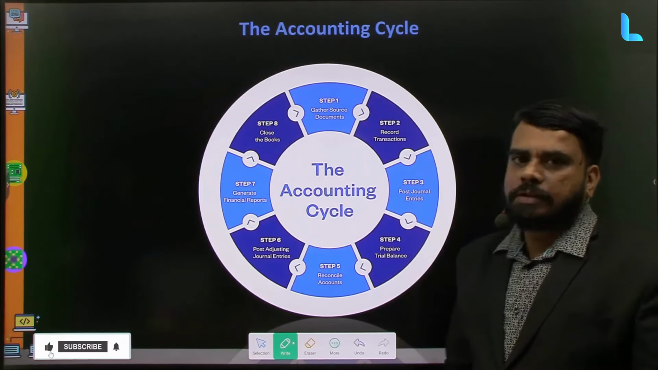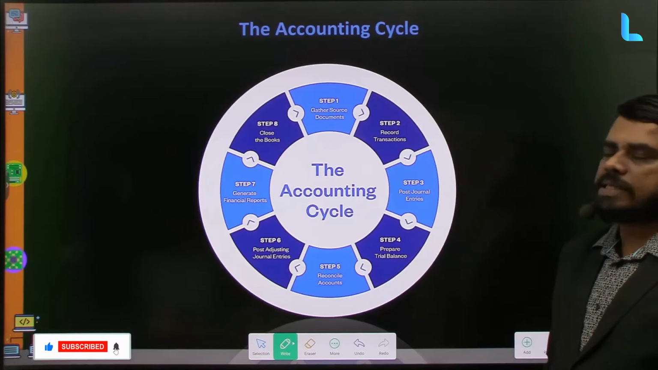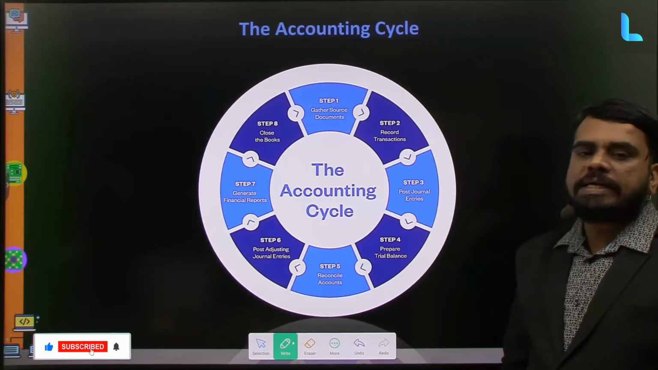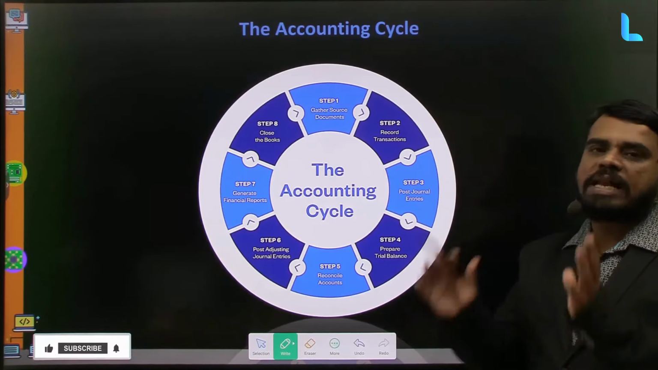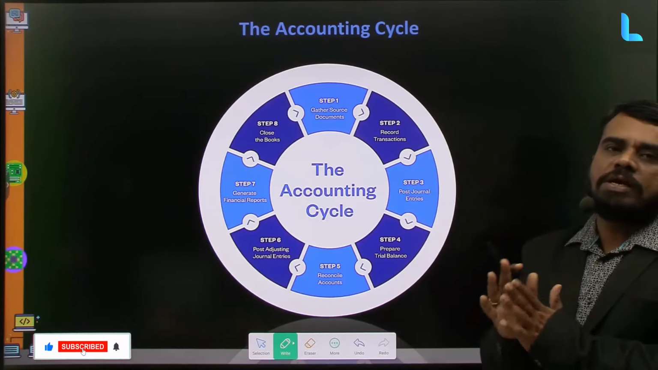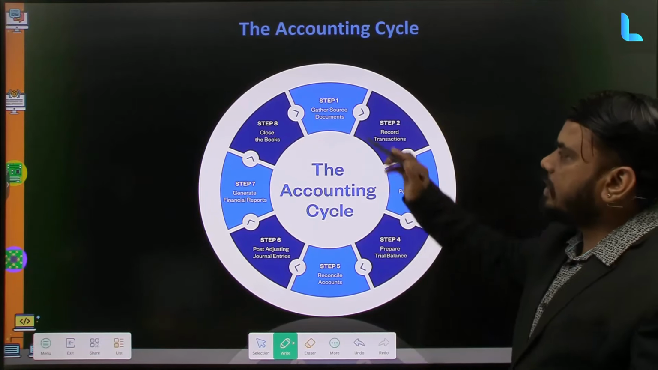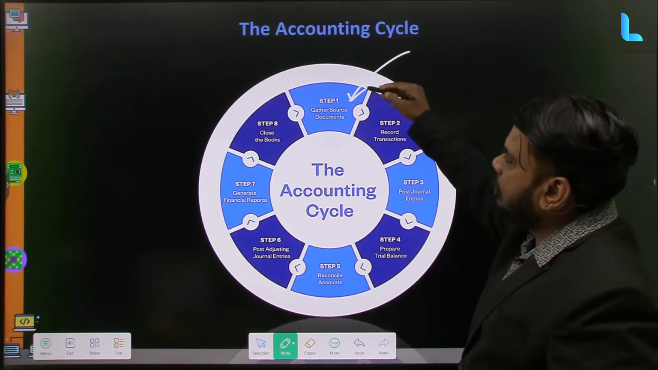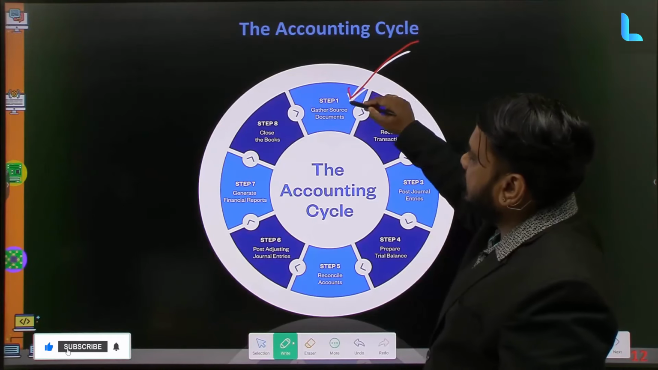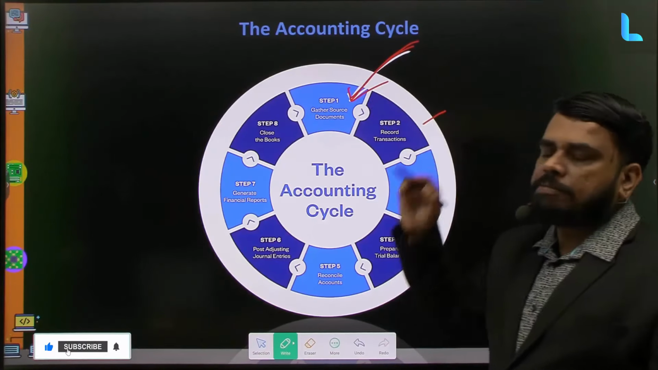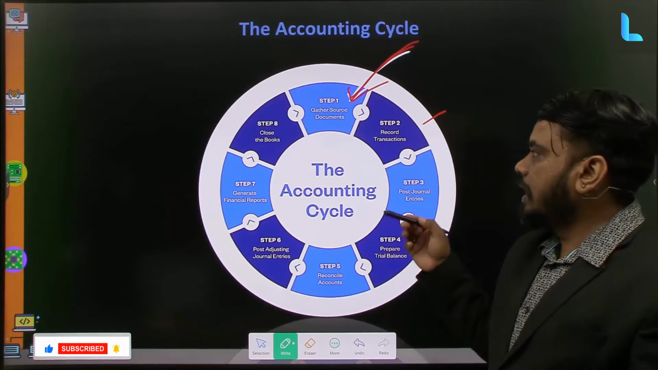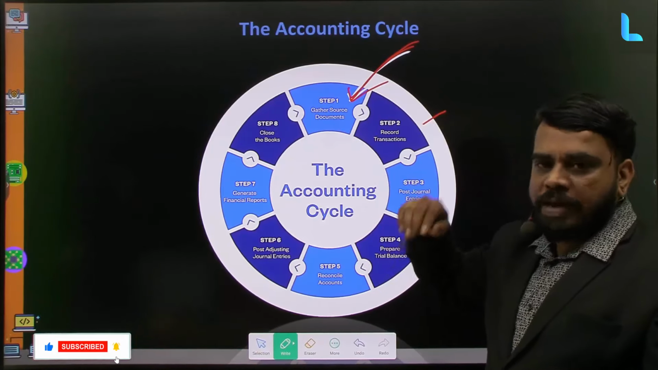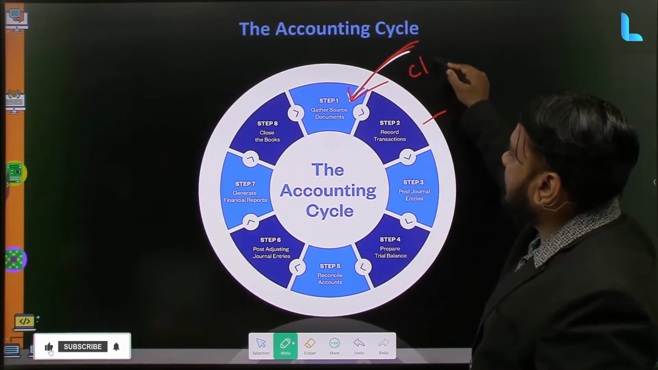So here you can notice in this particular diagram, this diagram is actually called the accounting cycle. I have given this representation graphically so that it is easy for you to understand what all are the steps or processes involved in accounts. In the accounting cycle, the first step is we have to gather the information that is related to accounts, what types of accounts we are going to have, and what bills and vouchers we are having. All these things we have to gather. Based on this, what do we do? We classify the accounts.